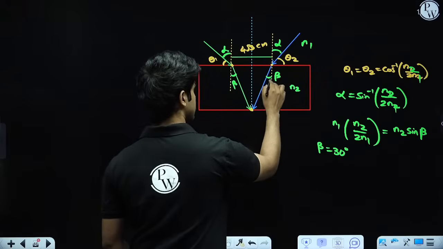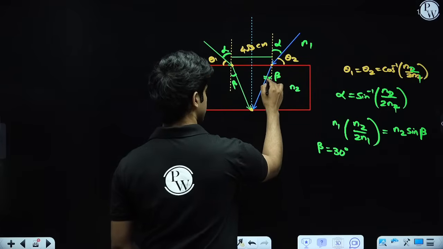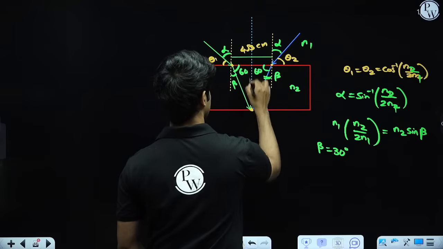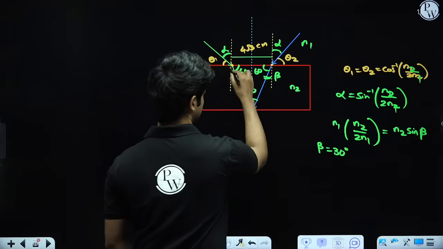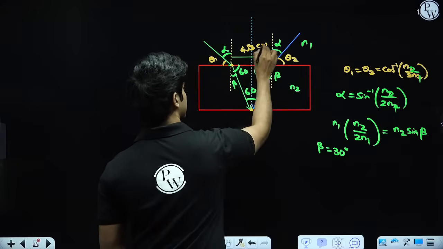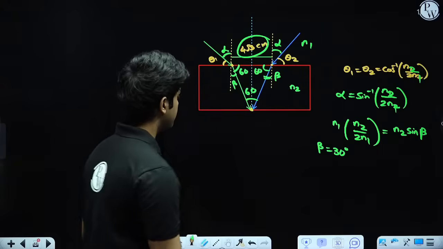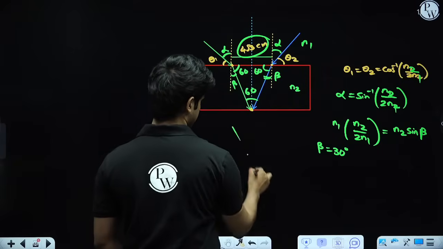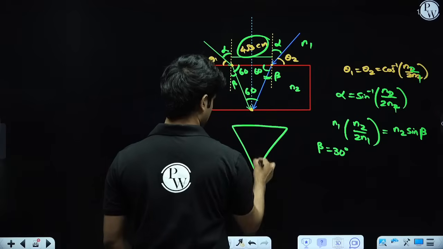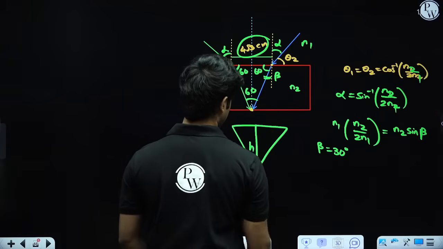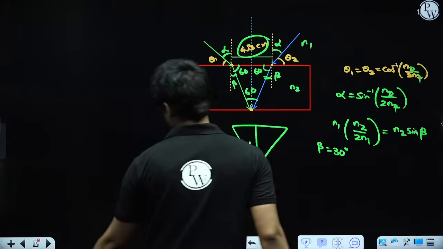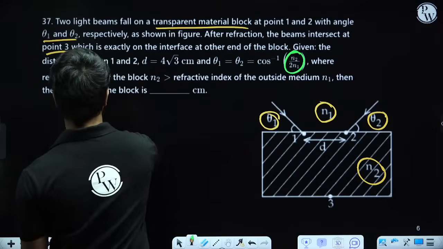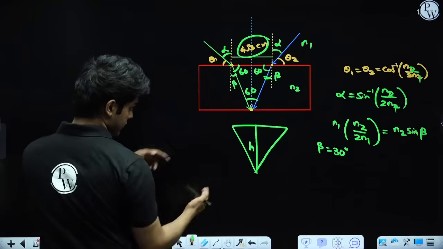So we found out this angle beta is 30, which means this angle is 60. This angle is also 60, this angle is also 60. This is an equilateral triangle. So if this length is 4 root 3, all the three side lengths are 4 root 3. So we can find the altitude, height of this triangle, because that is what we have to find. We had to find the thickness of the block, which is the altitude of this triangle.